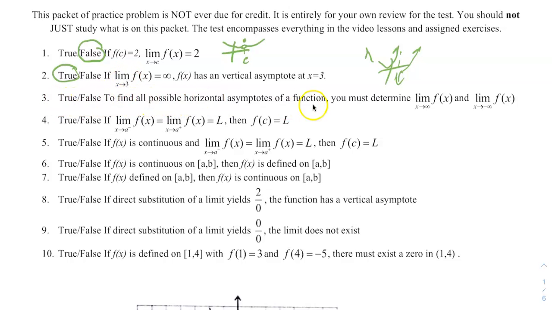True or false? To find all possible horizontal asymptotes of a function, you must determine the limit as x approaches infinity and the limit as x approaches negative infinity. That is also true. So they're essentially the same thing. Horizontal asymptotes are essentially just these 2 things.